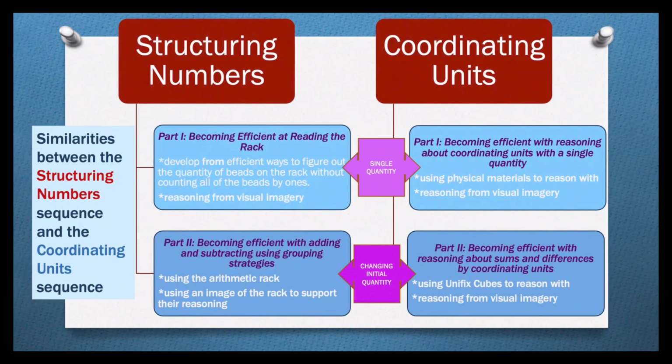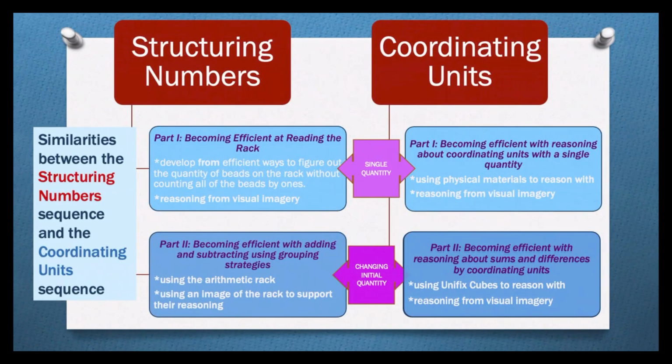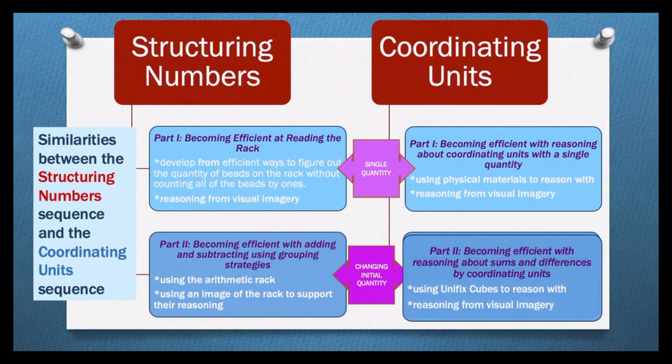In part 2 of the structuring numbers sequence, people get on or off the bus. In part 2 of the coordinating units sequence, Mrs. Wright makes more candies or sells some. Further, the activities in this part of the coordinating unit sequence follow a similar progression as those in part 2 of the structuring numbers sequence. In both cases, initially students reason by using physical materials and then progress to reasoning using mental imagery.